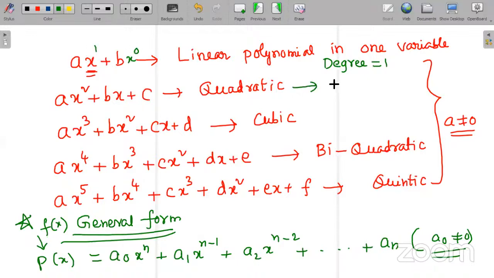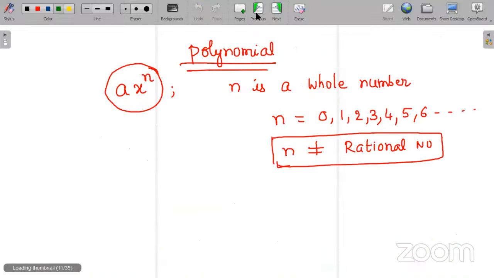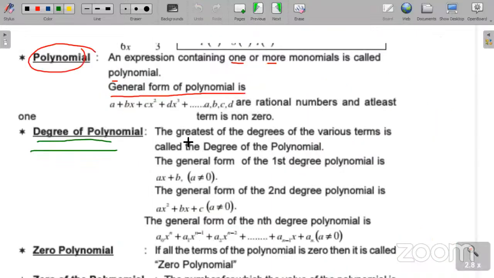Here degree is 2. This degree is 3. Degree is 4. Degree is 5. Here this degree is n, nth degree. This is nth degree polynomial. Clear? Right. The greatest of the degrees of the various terms is called degree of the polynomial.